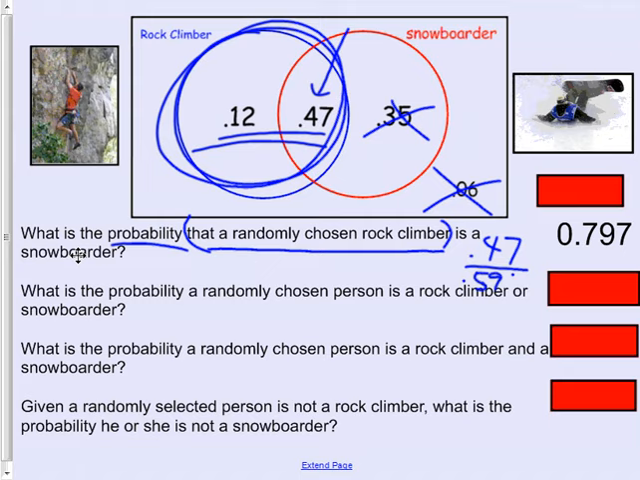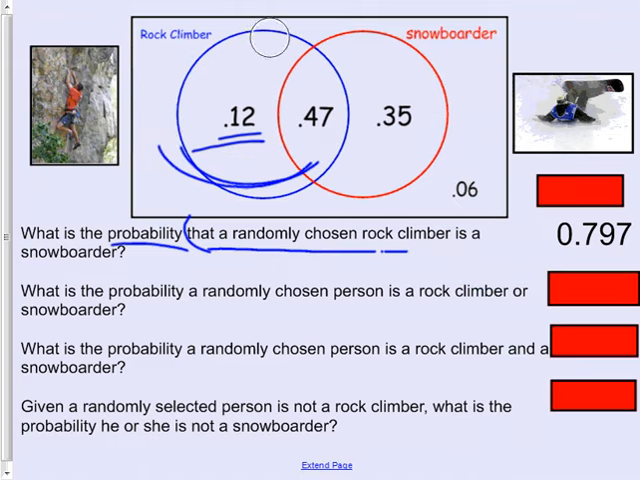Who can verify they got 0.797 before I even said it? Okay, good. If you haven't already, you might want to get your calculator out, so that'll be helpful. What's the probability a randomly chosen person, they're picking only from people. Okay, well, actually, that doesn't narrow it down at all. Is a rock climber or, okay, so the key word here is or. Or is a big answer.